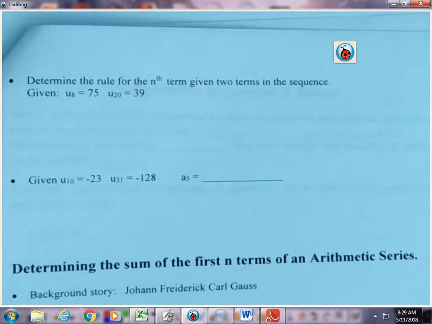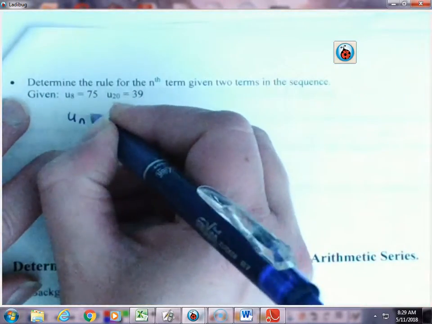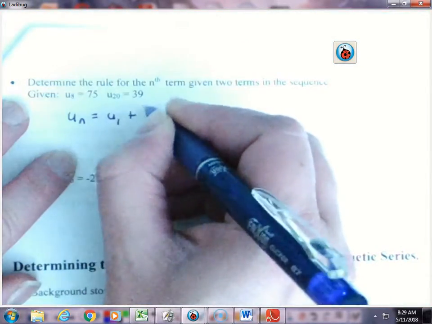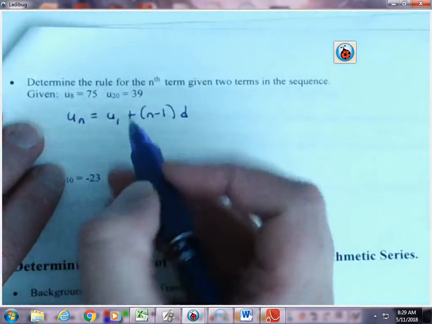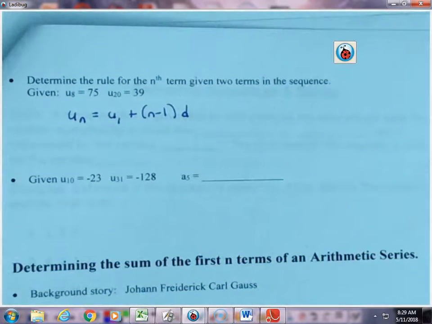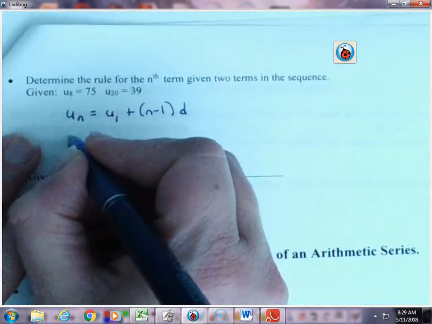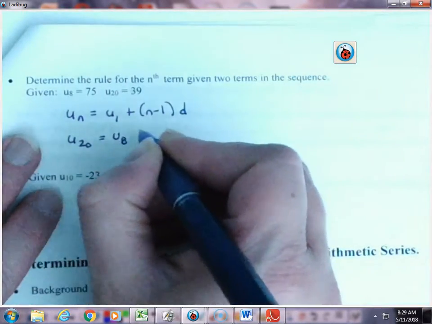Okay, so what's ugly about this is they did not give me the first term, they did not give me the d. But what I'm going to do is write down the only formula that I have on my formula sheet, because it does kind of give me the structure of what I need. So what you want to do is say, what am I going to have to do to go from the 8th term to the 20th term? Put the higher one over here.